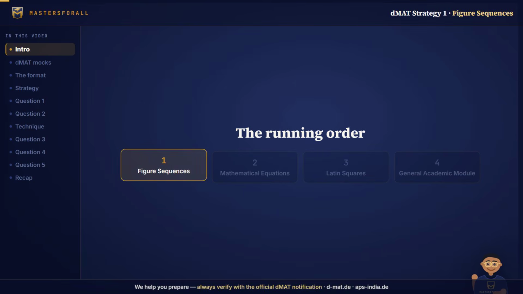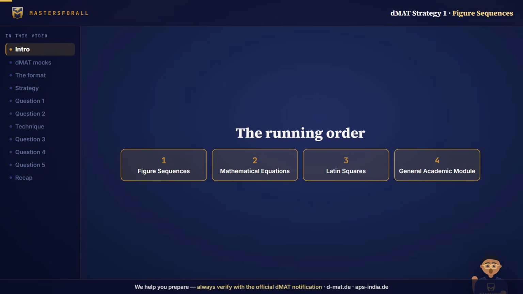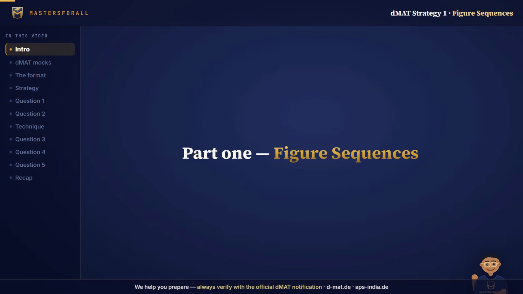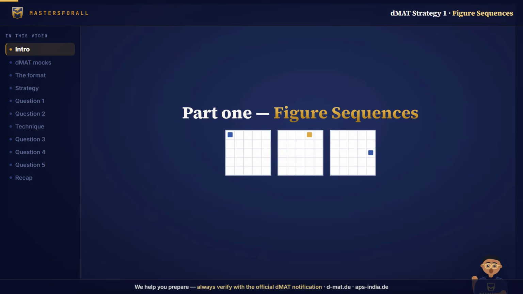1. Figure sequences. 2. Mathematical equations. 3. Latin squares. 4. The general academic module. Together, that is the whole exam. Today, part 1. Figure sequences. 5 by 5 grids, and we are going straight at the difficult ones. 5 series each harder than the exam average, deliberately.